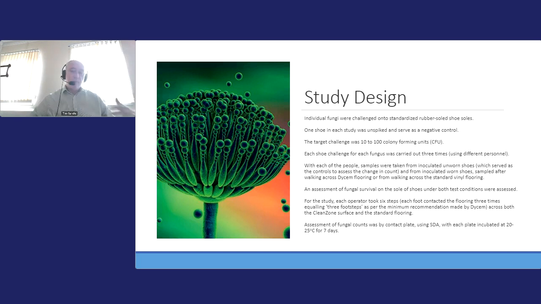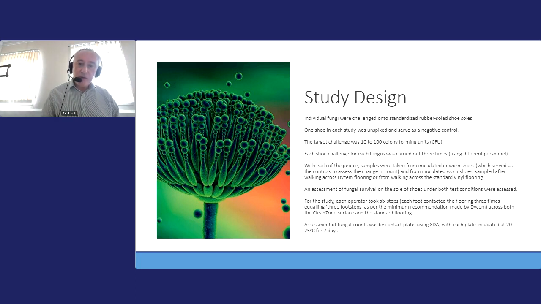And the shoes were sampled, so we knew the challenge before, and then the shoes were sampled after walking across the Dycem flooring. And for walking across the Dycem flooring based on the manufacturer recommendations, each operator took 6 steps, equaling the 3 footsteps that is recommended for services like CleanZone.